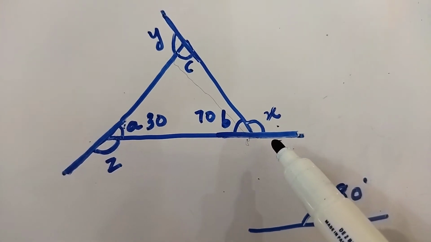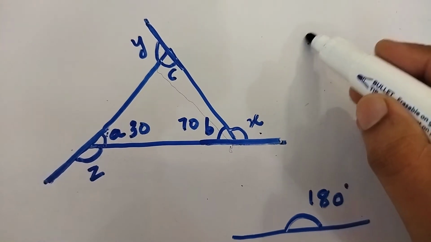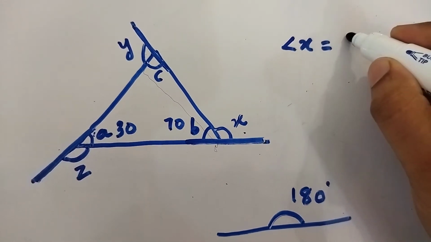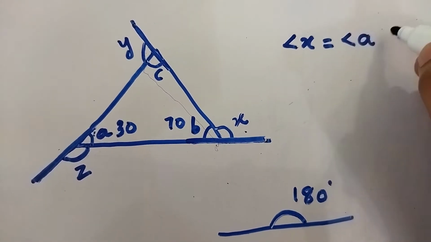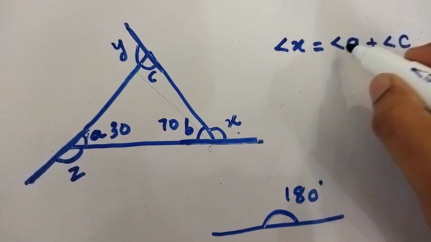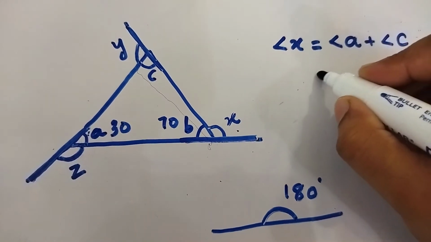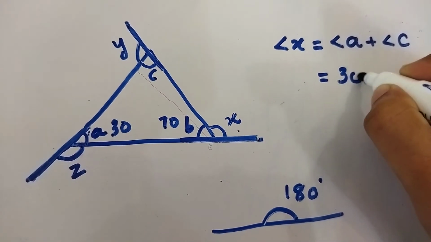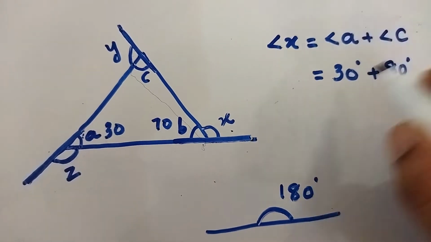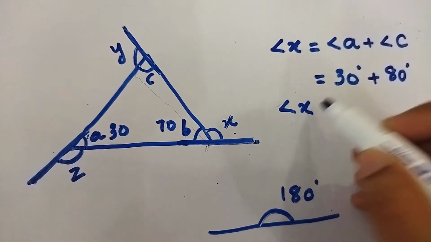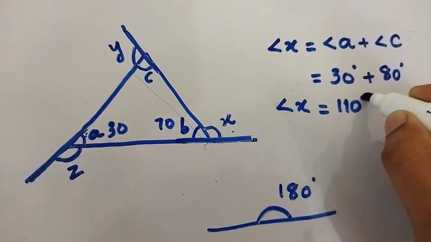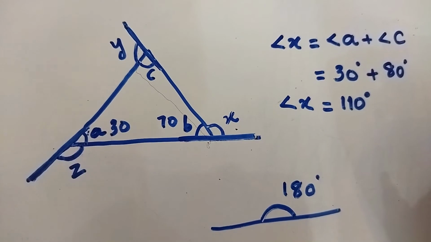So what will be the value of angle X? An exterior angle is equal to the sum of interior angles that are opposite to it, right? So we'll add angle A and angle C. We already know that angle A is equal to 30 degrees and angle C is equal to 80 degrees. So angle X, that is the exterior angle, will be 110 degrees. I hope, students, it's very much clear to you.